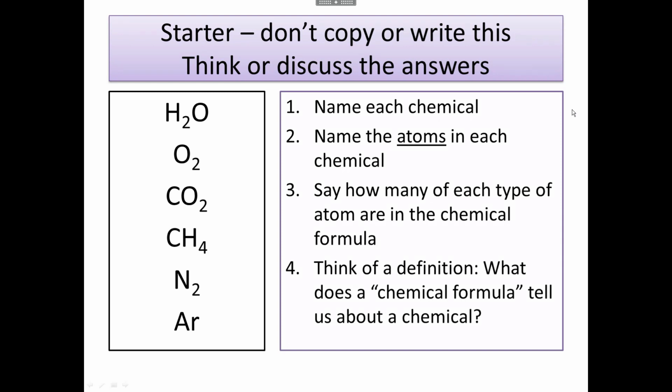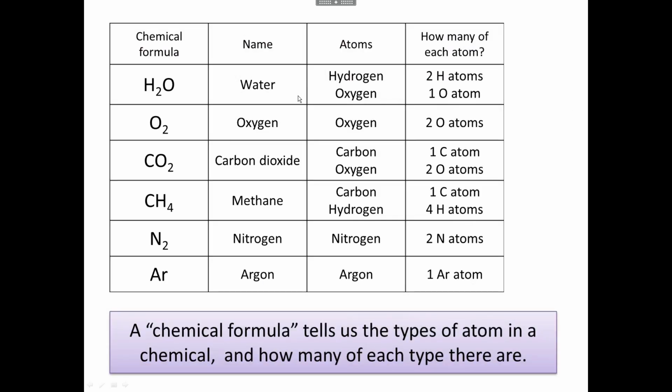Here we go. Let's have a look through each of these chemicals. H2O is water made of hydrogen and oxygen atoms. There are 2 hydrogen atoms for every 1 oxygen atom. So a small group of atoms like this is called a molecule. Inside the molecule, 2 hydrogen atoms for every 1 oxygen atom. Oxygen has the formula O2 because there are 2 oxygen atoms bonded together inside each molecule. Remember, a chemical will be made of millions and millions of molecules, but in every molecule of oxygen, there are 2 oxygen atoms bonded together, hence the formula O2.